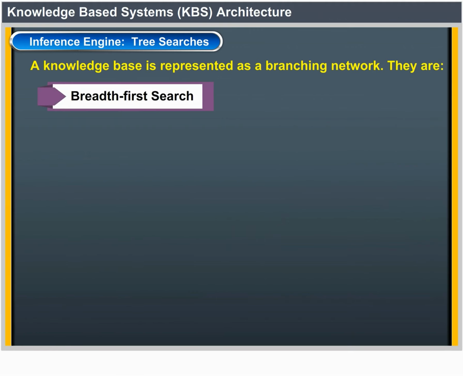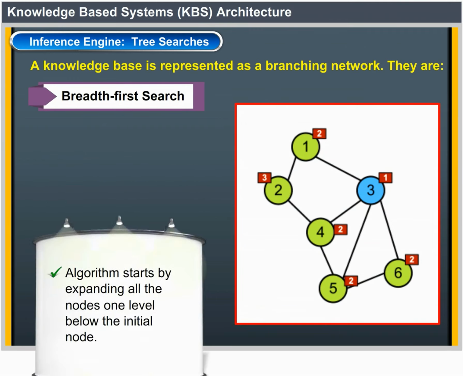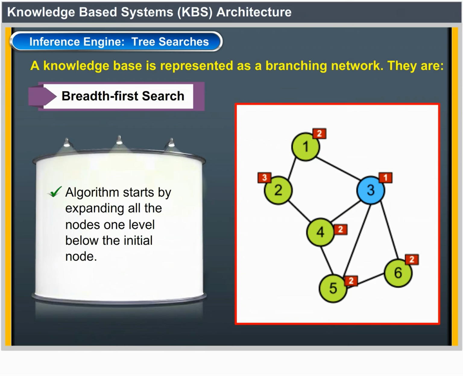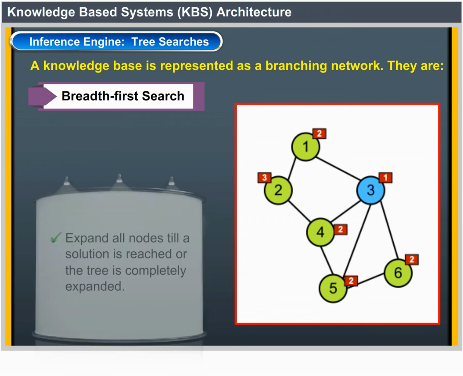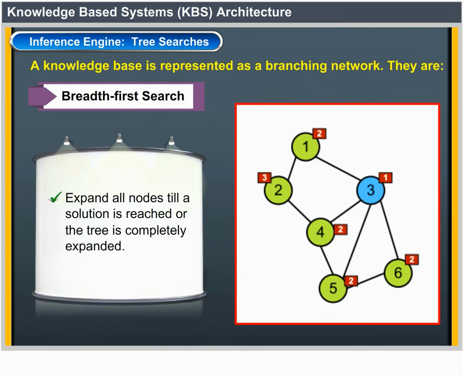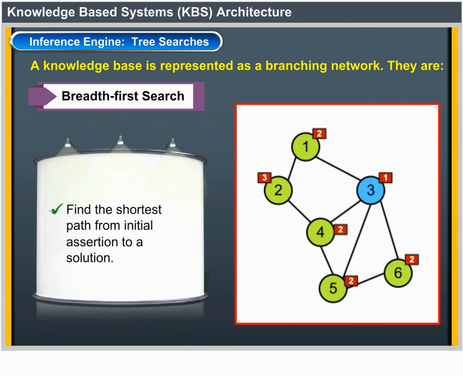Breadth first search. The algorithm starts by expanding all the nodes one level below the initial node. Expand all nodes till a solution is reached or the tree is completely expanded. Find the shortest path from the initial assertion to a solution.